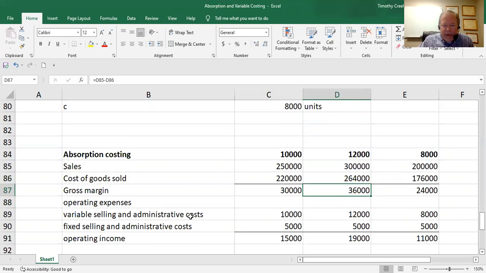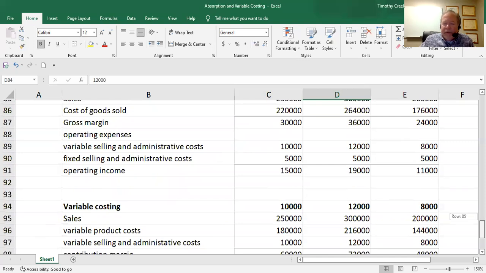Now, for variable selling and administrative cost, we would take the units sold times the rate of $1 per unit, which was given to us earlier, and get 12,000. And then we would take the fixed selling and administrative cost, which was given to us as a set, fixed amount, and doesn't change regardless of sales. So we would have operating income of 19,000 under absorption costing with sales of 12,000 and production of 10,000 units.